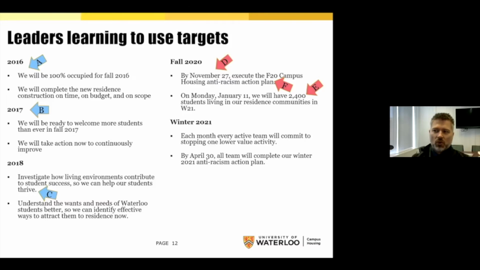In 2016, we established 2 department-wide targets. In fact, that has become a norm for us. Ideally, I'd like 1, but we've been able to get to 2 regularly. So in 2016, we said we will be 100% occupied for fall 2016. As I reflect back on how we used to structure targets, there's a few criticisms, and I'm going to briefly touch on what those are through these 3 blue arrows.